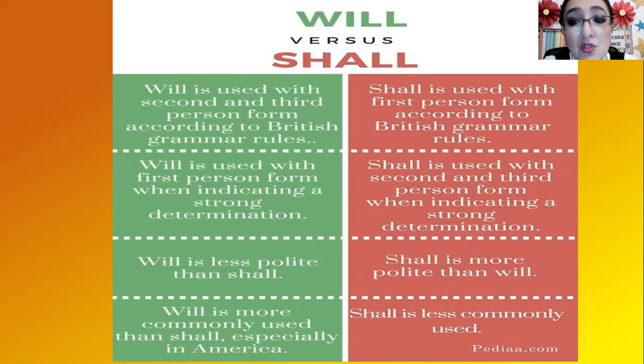And shall is used with second and third person form when indicating strong determination. The same, but will is going to be with the first person and shall with the rest of the persons. Will is less polite than shall. Shall is more polite than will, okay? Will is more commonly used than shall, especially in America, but shall is less commonly used.